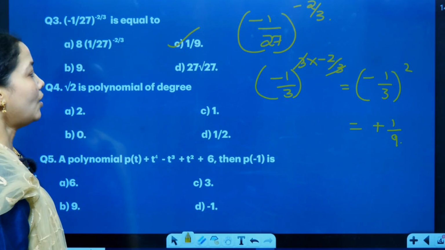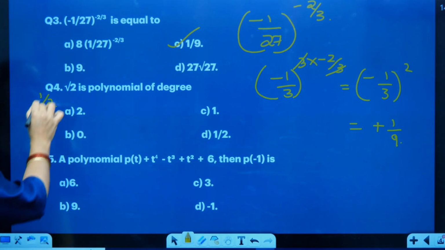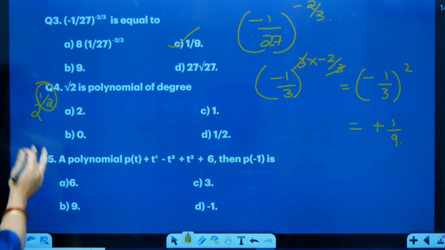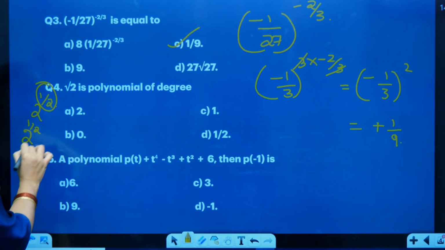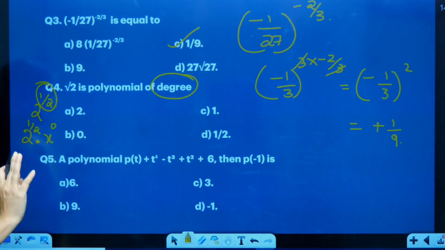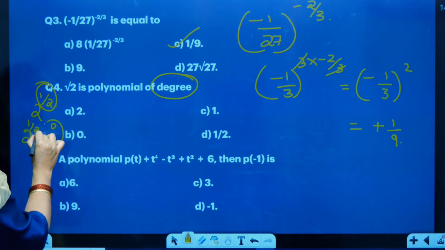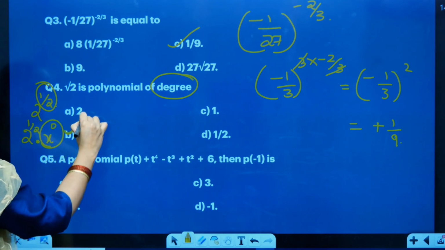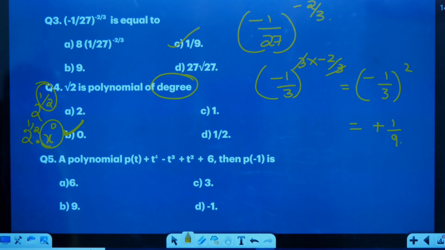Root 2 is a polynomial of degree. I can write root 2 as 2 to the power of half. So the degree is just the power of the variable. This is a constant polynomial with no x, whereas I have to write this as 2 to the power of half into x to the power of 0. The degree of a polynomial is counted not with respect to the number but with respect to the variable. So here if I am taking x to the power of 0, that is 1, and the number is not changing. So the degree of this polynomial will be 0. It's a constant polynomial.